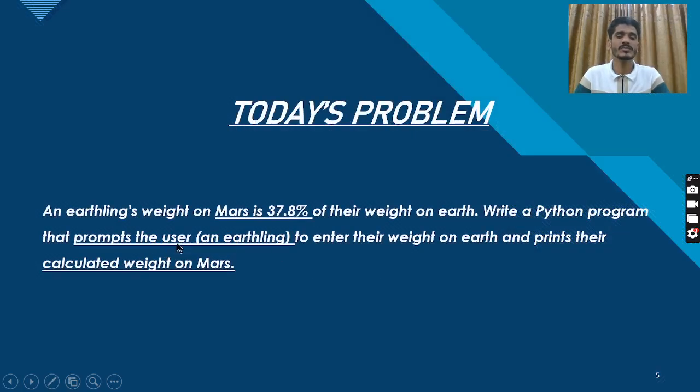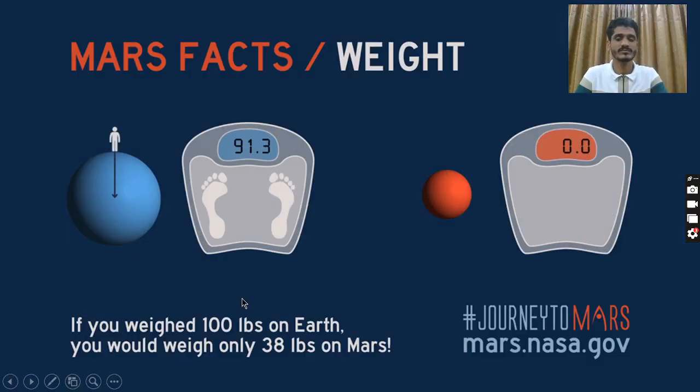So this is our today's problem. Our problem is Earth landing weight: weight on Mars is 37.8% of their weight on Earth. So we have to write a Python program that prompts the user to enter their weight on Earth and prints their calculated weight on Mars. Here's a brief example of this problem. If you weigh 100 lbs on Earth, you would weigh just 38 lbs on Mars. So let's move towards solving this problem.